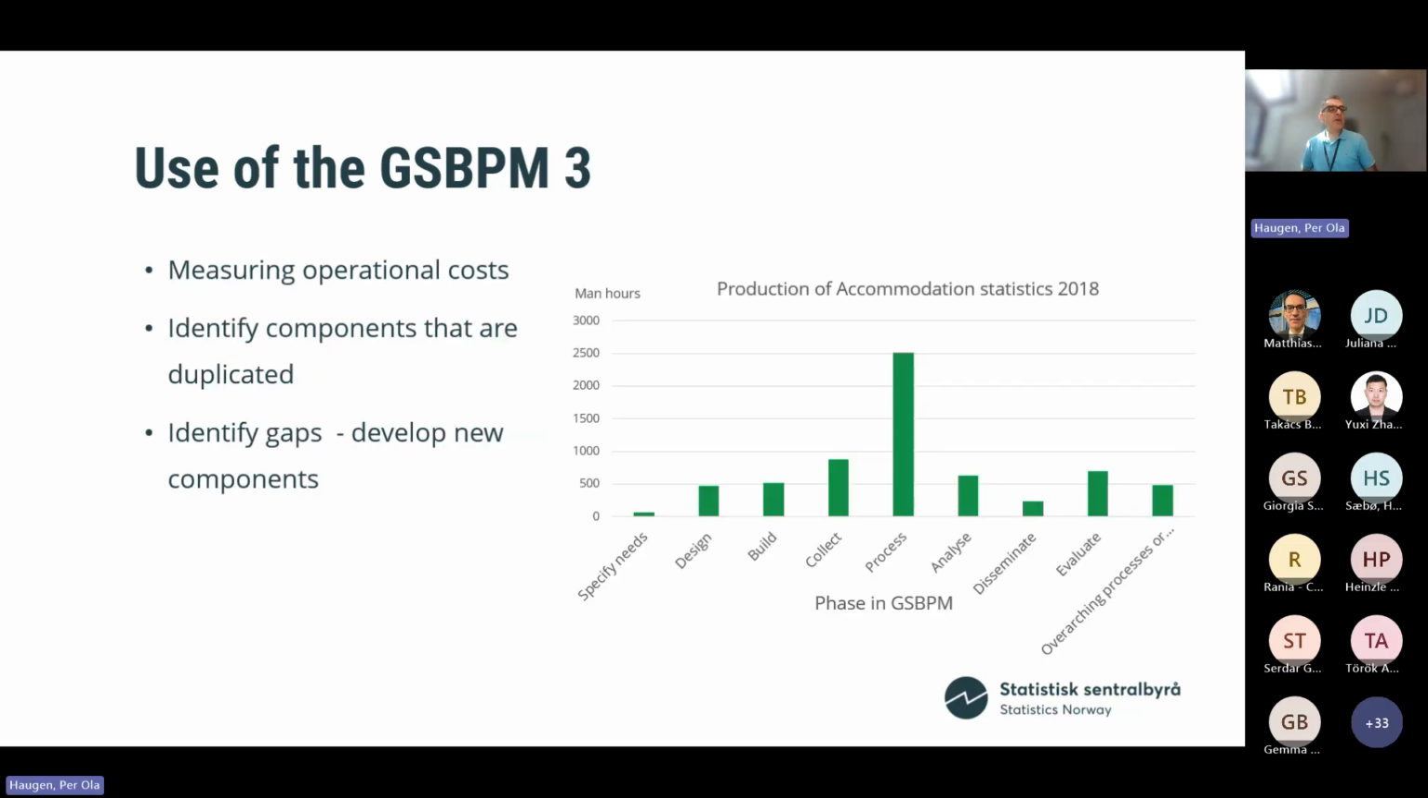In Statistics Norway, we also keep track of man-hours, divided by the different phases in the model. This is an example from the quality review of accommodation statistics from 2018. And we can see that the subject matter people are spending most time on process, phase 5.